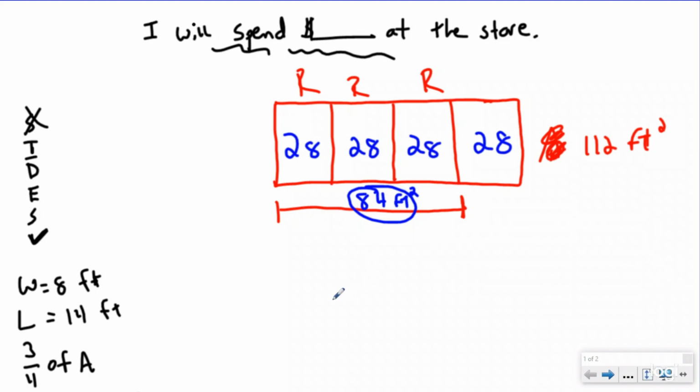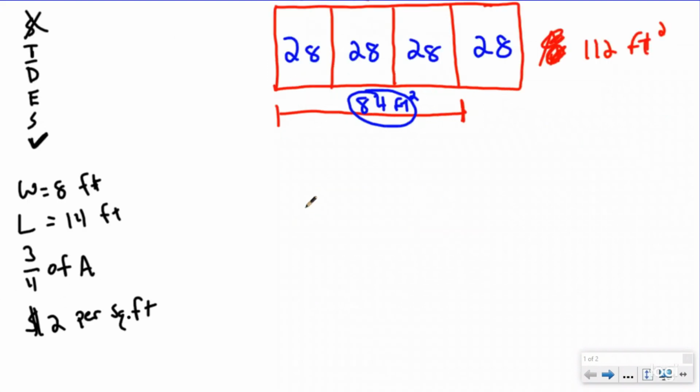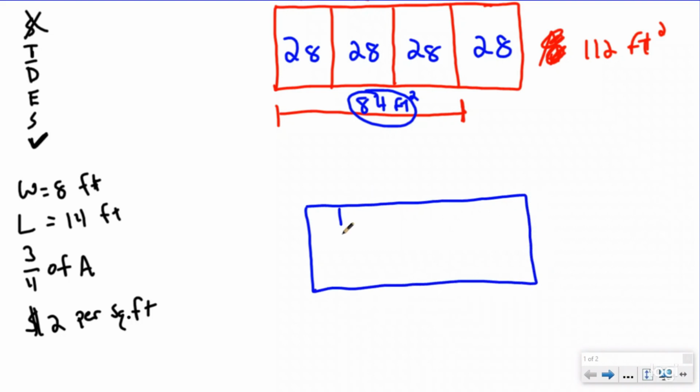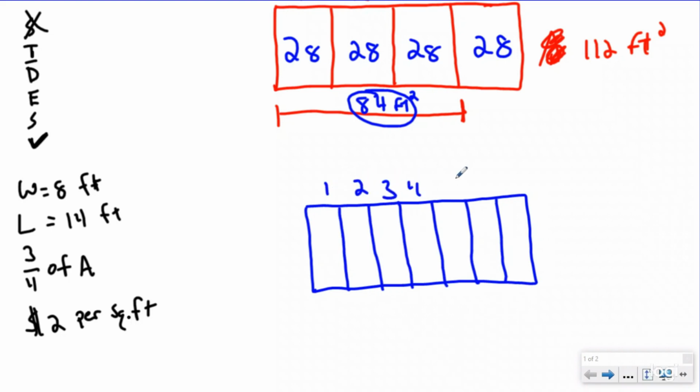Now my next piece of information was, for each square foot, it cost me $2. So now I'm going to do a separate tape diagram, okay? It's not going to be the same size. It's completely separate. And I know that I have 84 groups, okay? Now I'm not going to draw 84 groups, but I'm going to draw equal groups here, or as equal as possible.